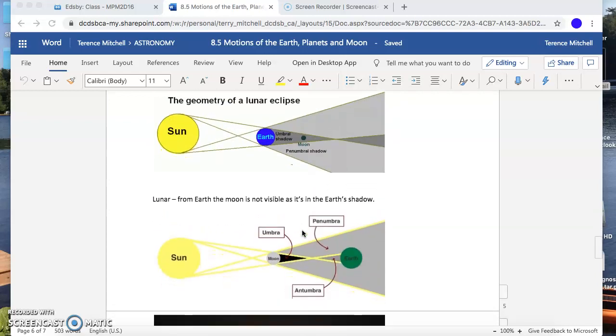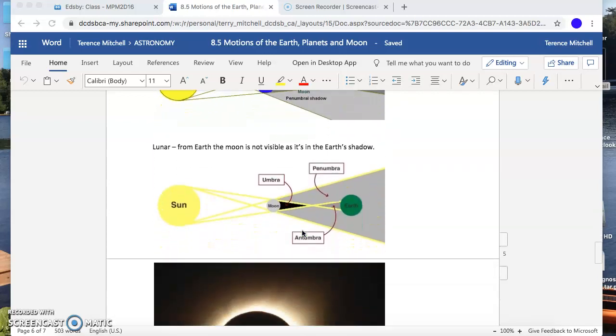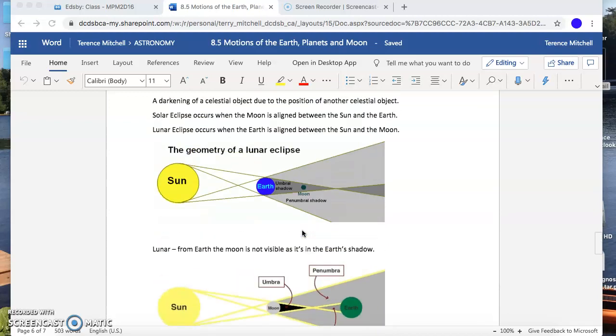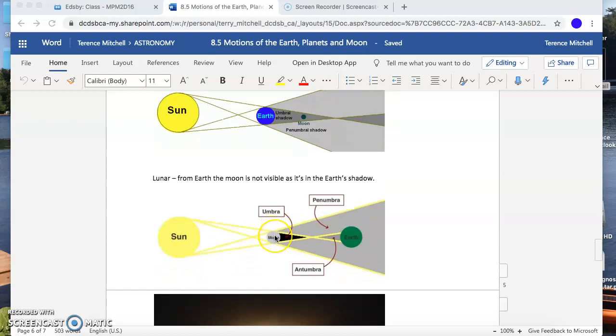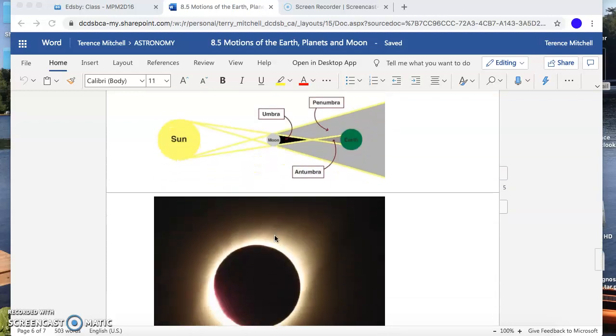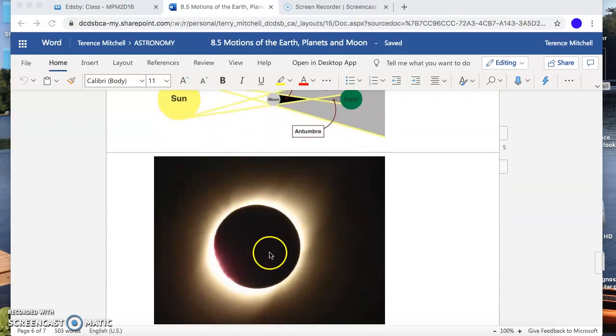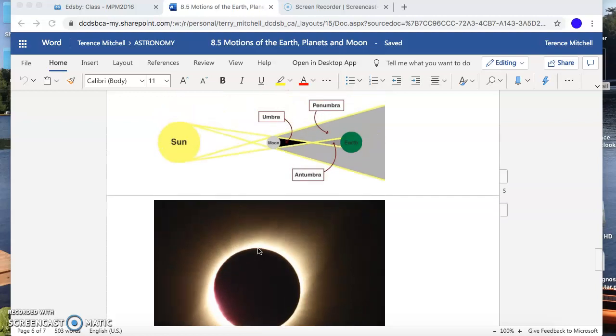And we have here a solar eclipse. This is where the moon gets between us and the sun. You can see a picture of one here. This is the moon, and it's blocking out the sun. This is only visible from certain places on Earth.